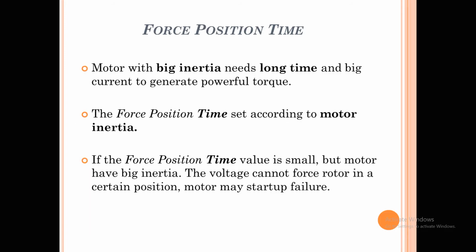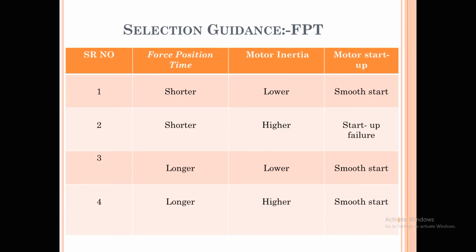The selection criteria is always based on inertia. If the motor has a bigger inertia, it requires a longer time, as we have discussed. The first position time of the motor always depends on the inertia. If your motor inertia is higher and you select a lesser time, then your voltage is very low, and it might cause a startup failure. So get some basic idea of the FPT. If your motor force position time is shorter and the inertia is lower, the motor will start smoothly. So in that case, you have to select the lesser value.